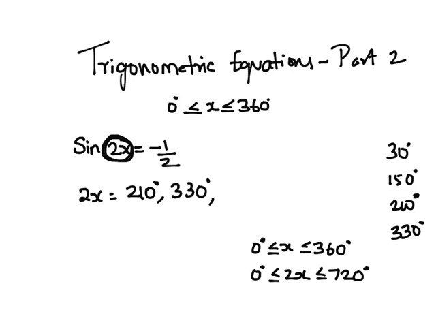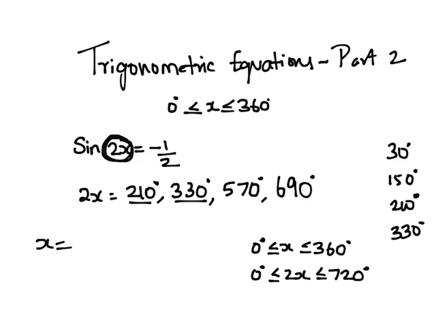So how do you get the third one? Very simple, add 360 to 210, which is nothing but 570 degrees. And we can also add 330 with 360, so I'll get 690 degrees. So 2x can be either 210, 330, 570 or 690, but my objective is to find the value of x.